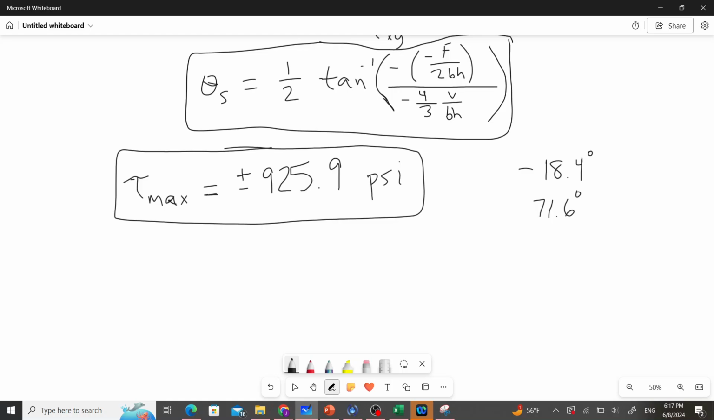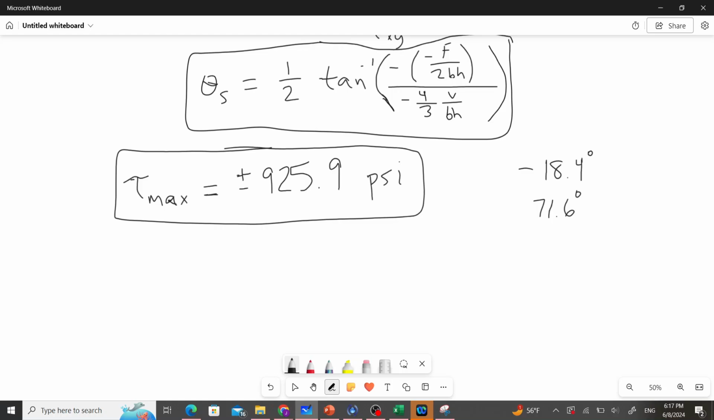So let's go ahead and check. If we go back to the lecture notes, there's the equation for tau x prime y prime. So it's transforming the shear stress from the xy coordinate system to a rotated coordinate system with coordinates x prime and y prime. So if we plug one of these angles into that equation, we'll see what we get. Let's take 71.6 degrees and plug 71.6 degrees into that equation.